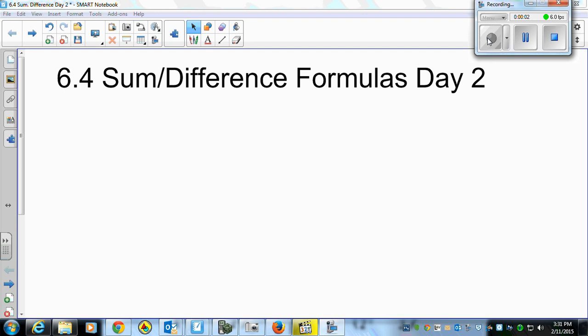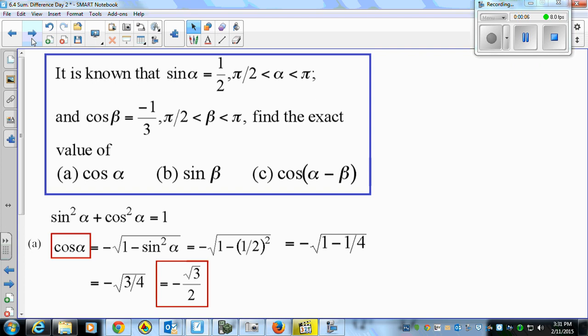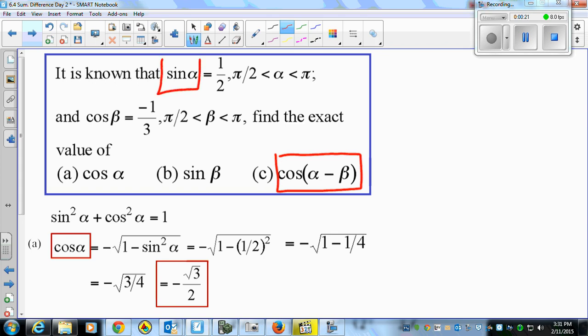All right, mathletes, it's 6.4, sum and difference formula, day 2. So what we're going to end up doing is really trying to get to this point where we can find the cosine of alpha minus beta. If we don't know alpha and beta, but at least we are given some information. We are going to be given a sine of alpha and a cosine of beta.